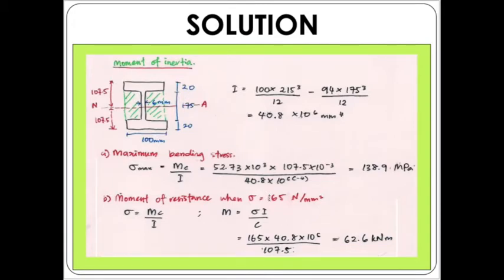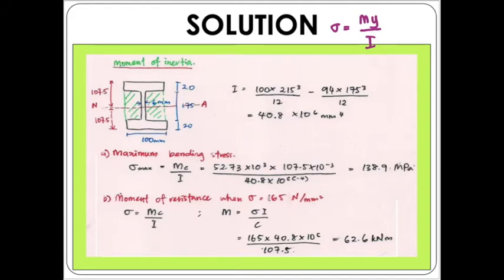Now we are going to calculate the moment of inertia. As I have mentioned earlier, we have the equation sigma equals My over I. We have already determined the value of the moment. Now we have to determine the value of the moment of inertia to fill up the equation.